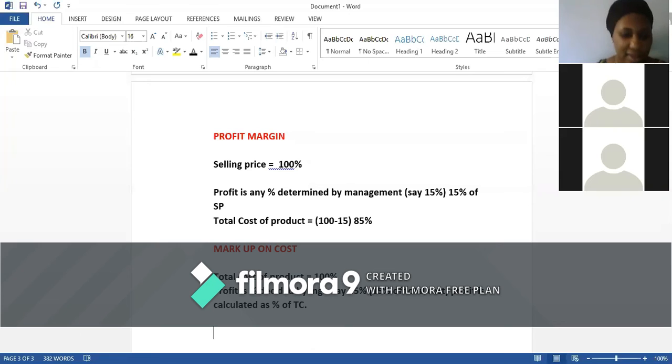So in this instance, selling price equals 115%. Total cost is 100% plus profit of 15%. I hope this is clear.